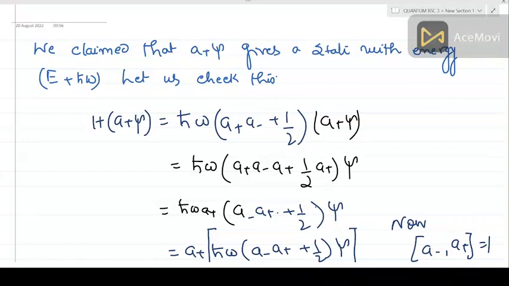In the last lecture we had a claim that when you apply the A plus operator on psi, it gives a state with energy E plus h bar omega. Now let us check the mathematical proof of this claim.